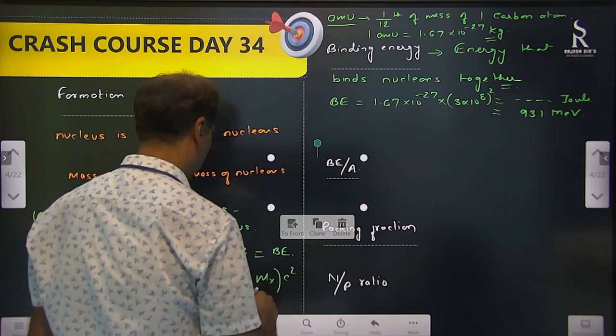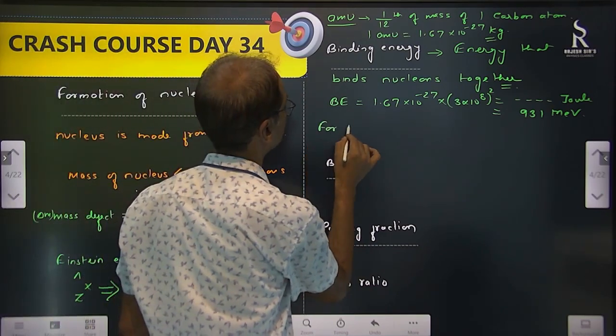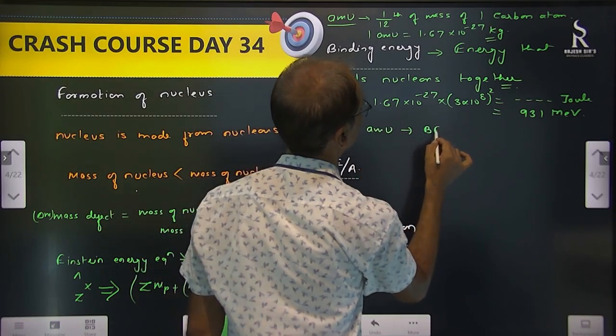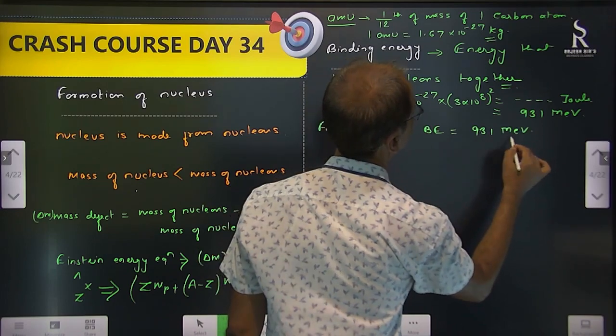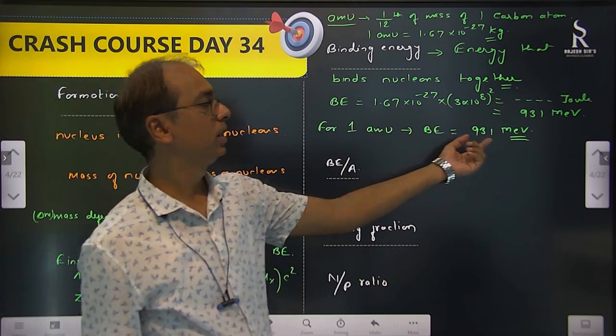So for 1 AMU, the binding energy value is 931 MeV. If the mass defect is 1 AMU, the binding energy is 931 MeV.